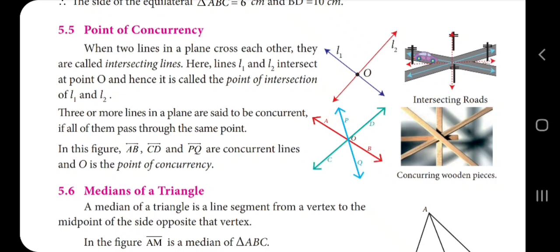So the intersecting point. Here L1 and L2 intersect at point O, and hence it is called the point of intersection. So the point of intersection is O.